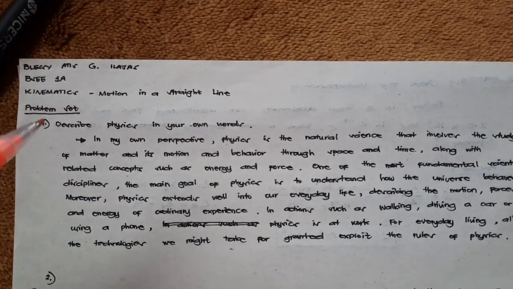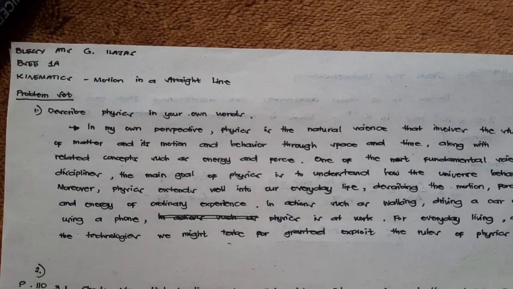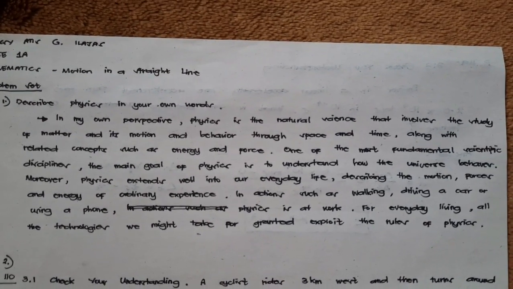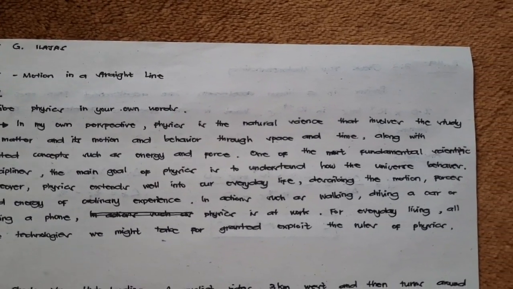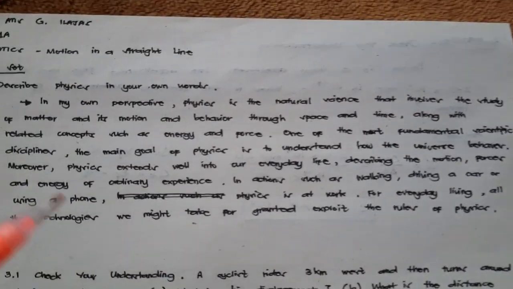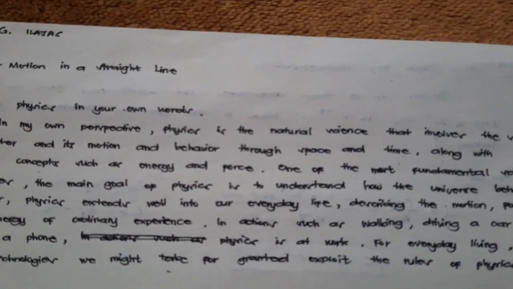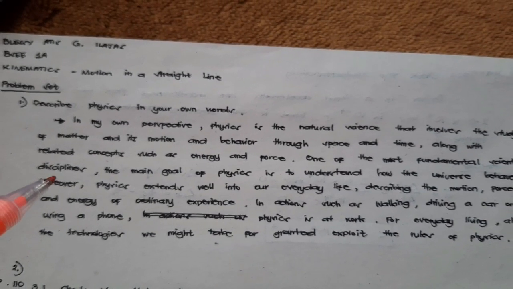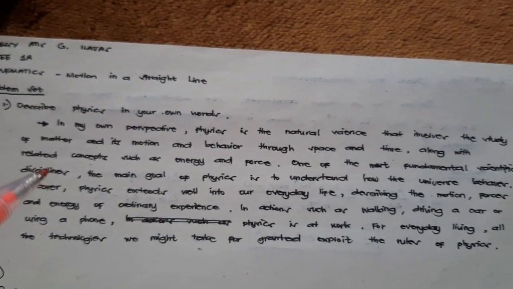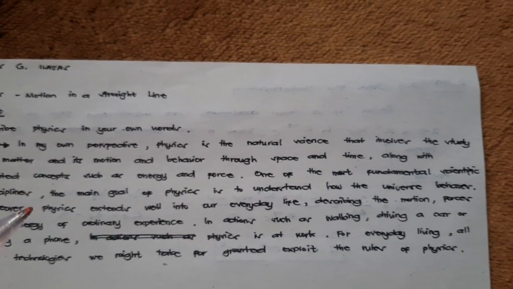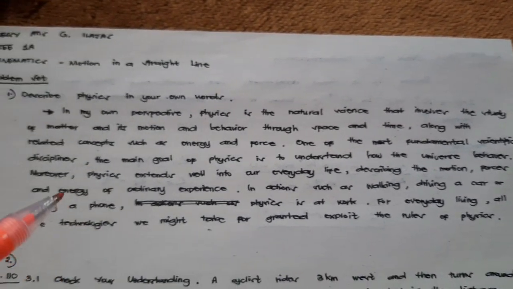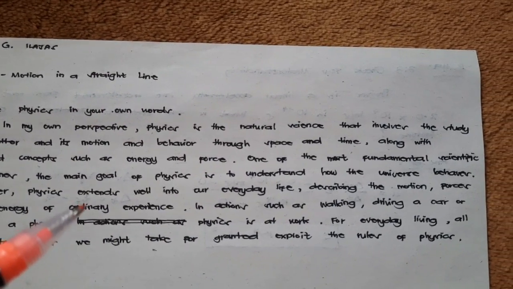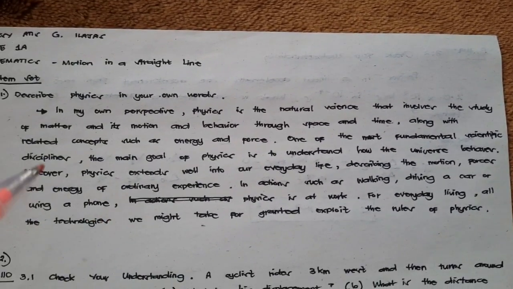Problem set number 1. Describe physics in your own words. In my own perspective, physics is the natural science that involves the study of matter and its motion and behavior through space and time, along with related concepts such as energy and force. One of the most fundamental scientific disciplines, the main goal of physics is to understand how the universe behaves.